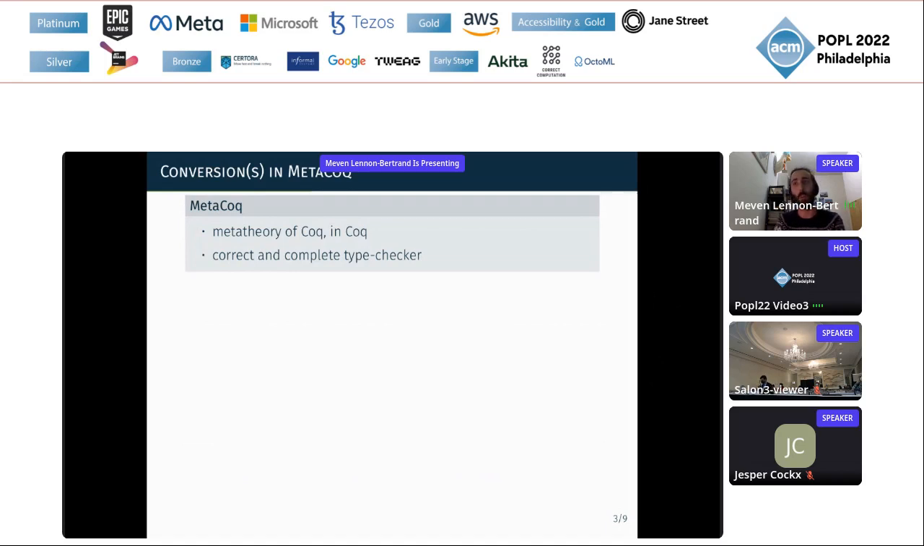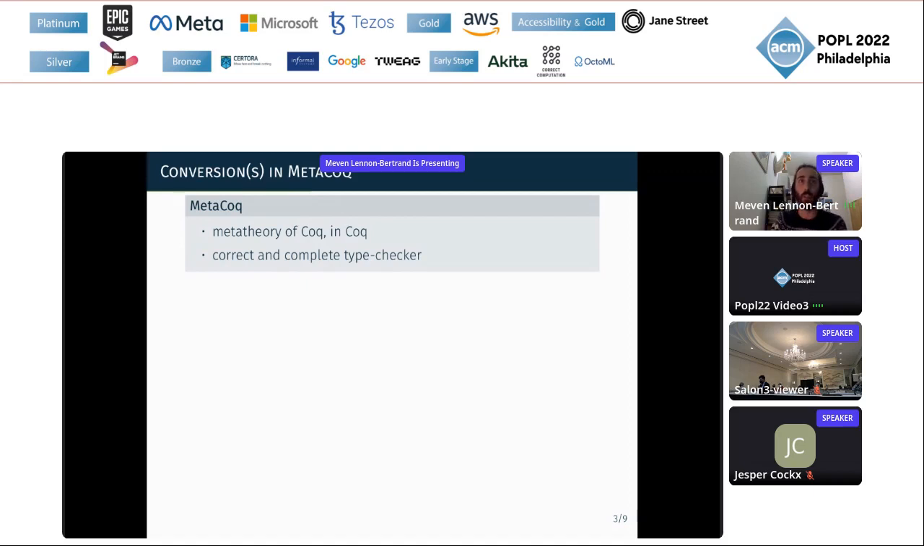If you've heard Matthieu Sozeau's talk, you already know a bit about this. The general aim, let's say, is to mechanize the meta-theory of Coq inside of Coq, and to use that meta-theory to implement, and prove correct and complete, a type checker. So really have a nice kernel that we've proven correct all the way.